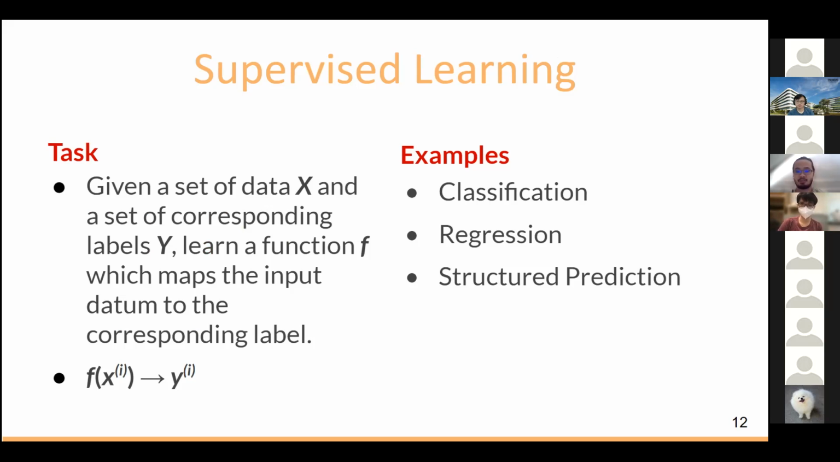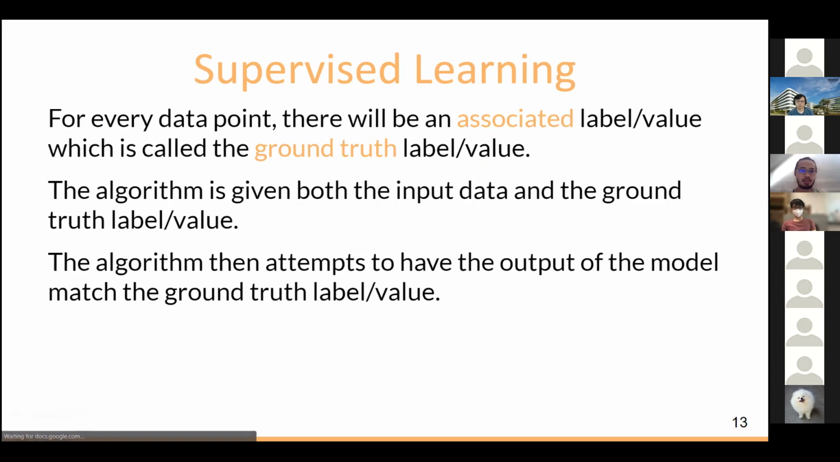For example, for classification, you have logistic regression for a two-class classification task, and for regression, it is basically linear regression. And then you have other things like structured prediction, which is basically an extension of classification. So for every input data point, you basically want to map it to the corresponding label. We call this associated label for each data point the ground truth label. During training time, the algorithm has access to both the input data and the ground truth label. This is necessary because it's trying to learn the mapping, obviously.